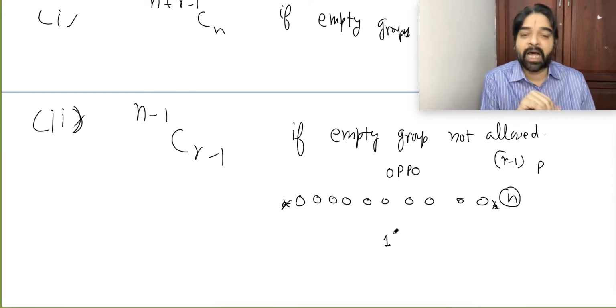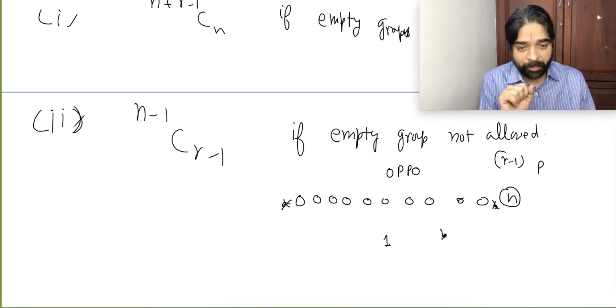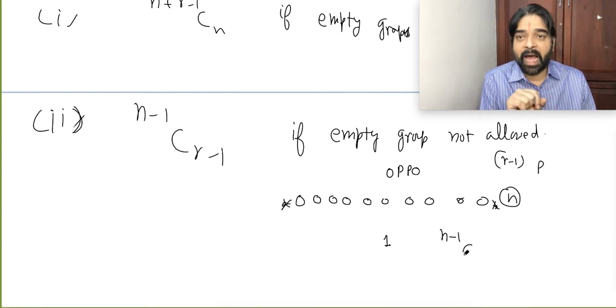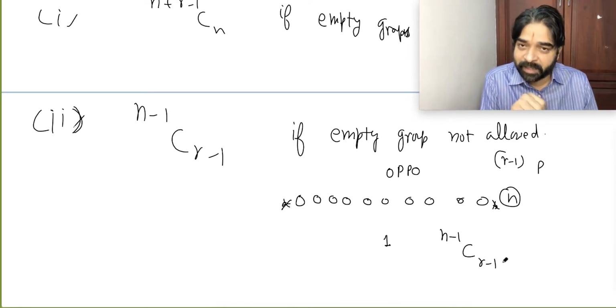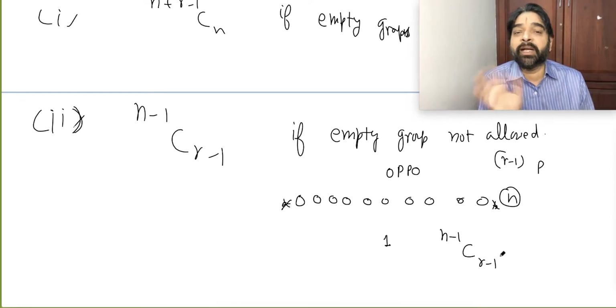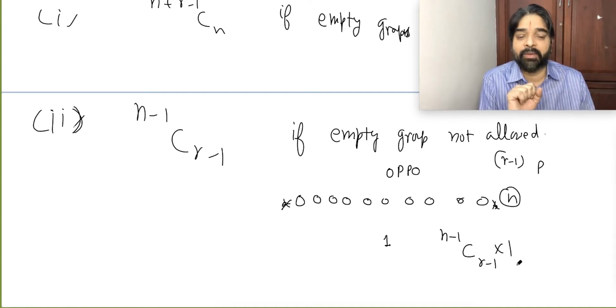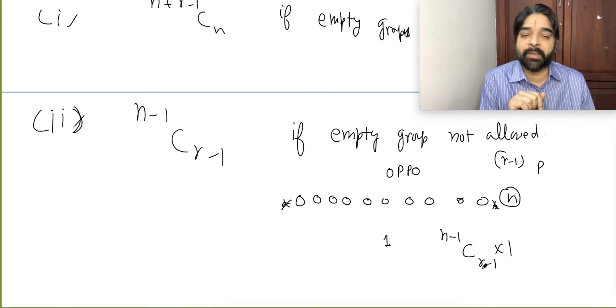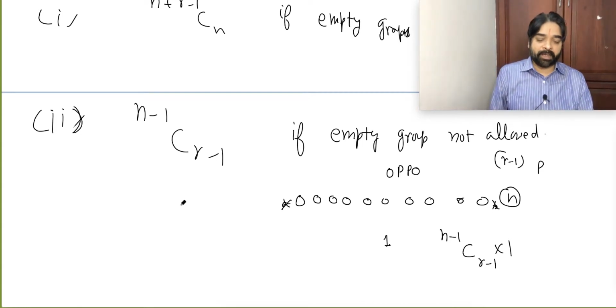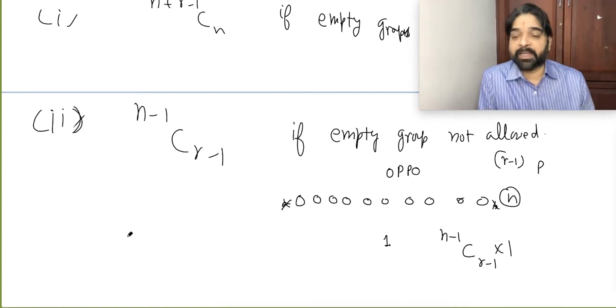So first select R minus 1 places. From N minus 1 places, I am selecting R minus 1 places. Then the arrangement of R minus 1 objects into R minus 1 places is 1. Why so? Because all the P's are the same. So the answer will be N minus 1 C R minus 1. Did you understand? So N minus 1 C R minus 1 will be the answer. Maybe some of you didn't understand.